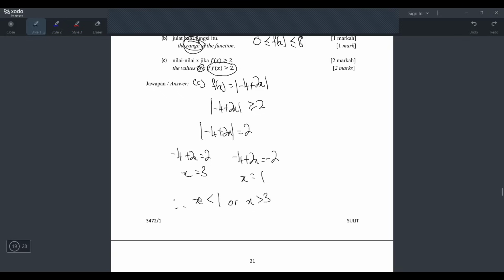So this is the answer. x smaller than 1, x bigger than 3. Okay, I realized they put the line here, right? So you can also put the line. This line is not important. If they put it, then you put it. If they didn't, no need to put it. Okay, so this is the answer.